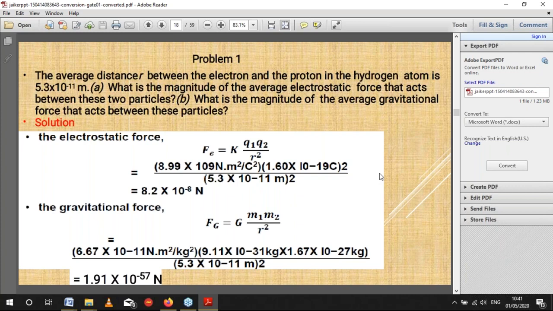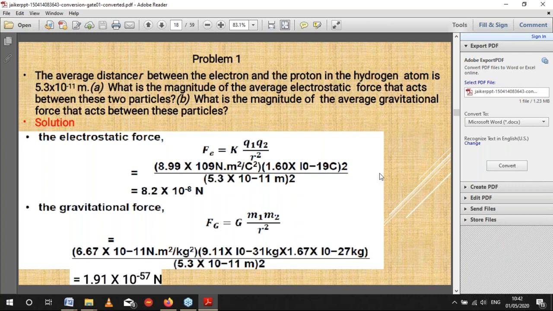When you go through this computation, we have 8.2 times 10 raised to power minus 8 Newton. Please don't forget to always put the unit. The unit is very, very important. We've been able to establish the fact that the electrostatic force is 8.2 times 10 raised to minus 8 Newton.